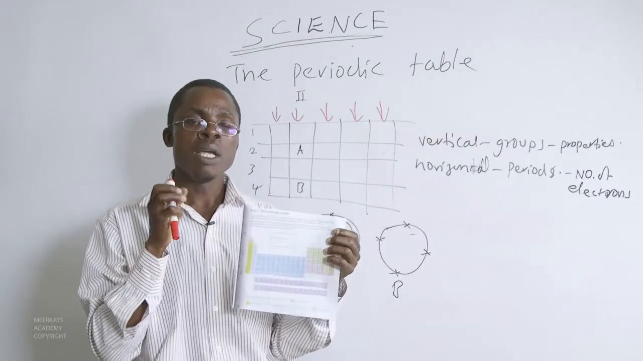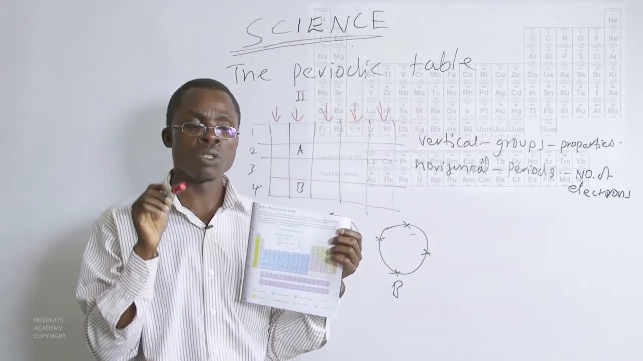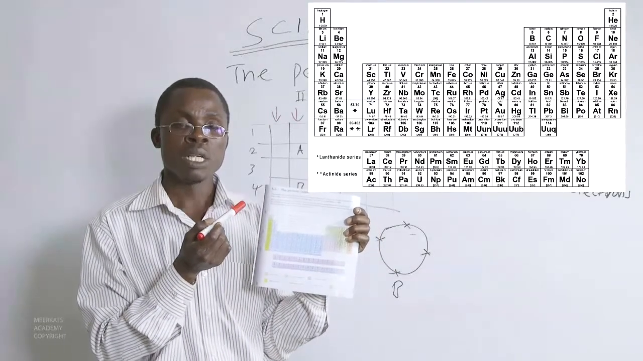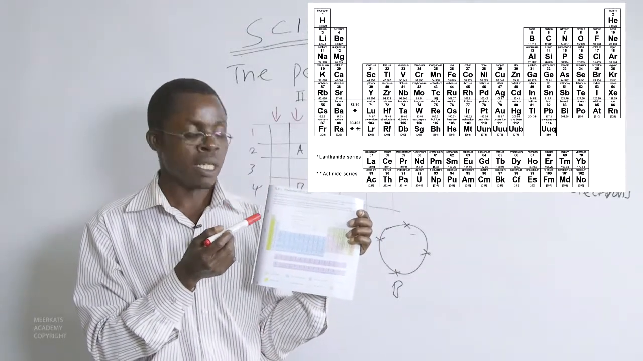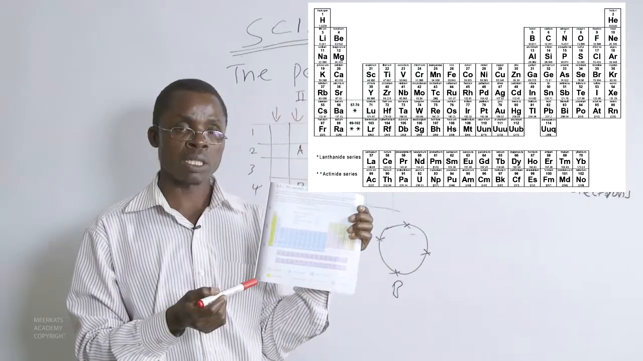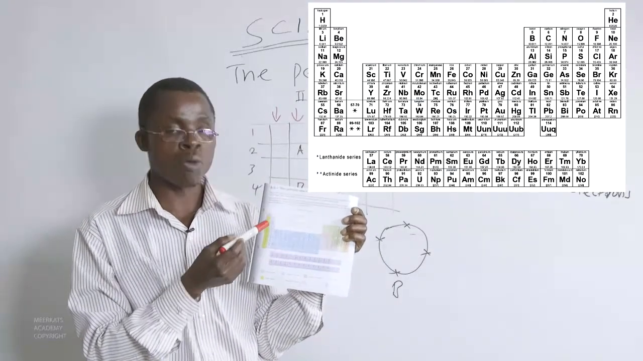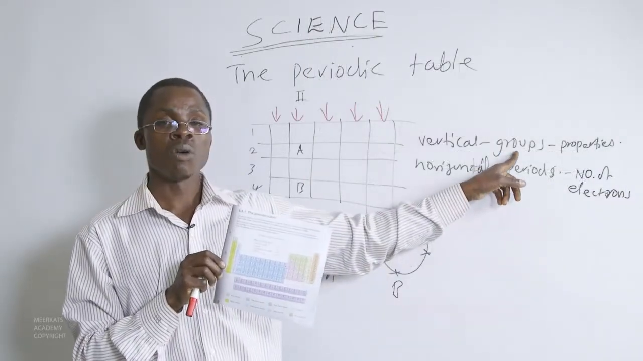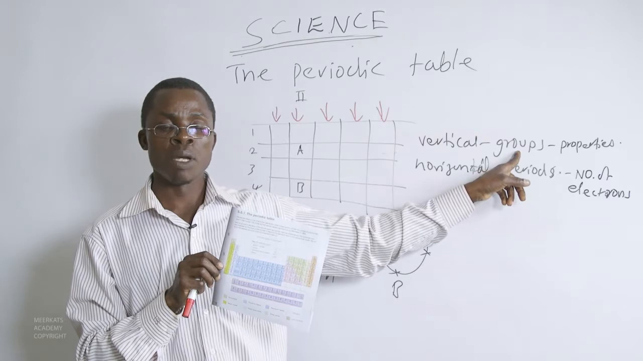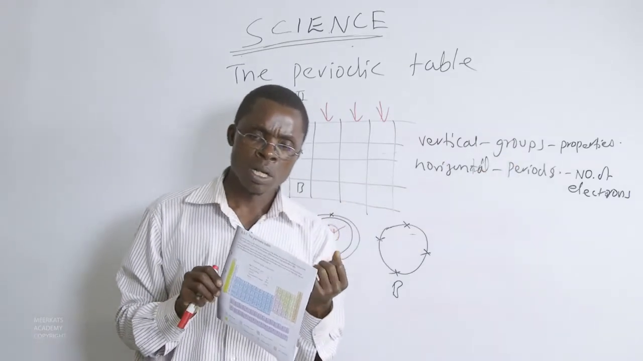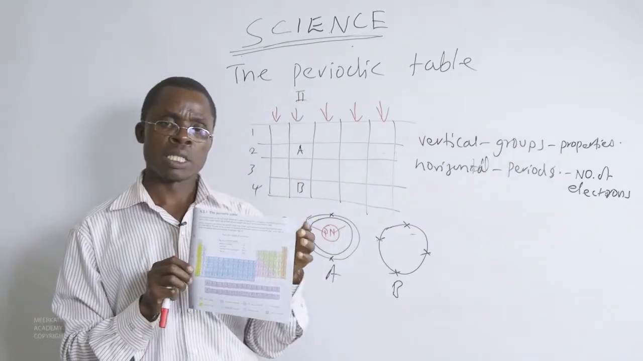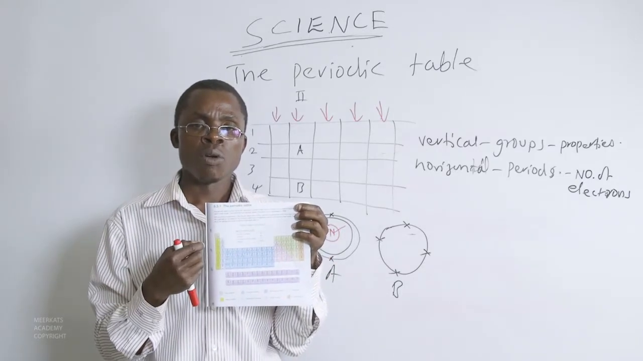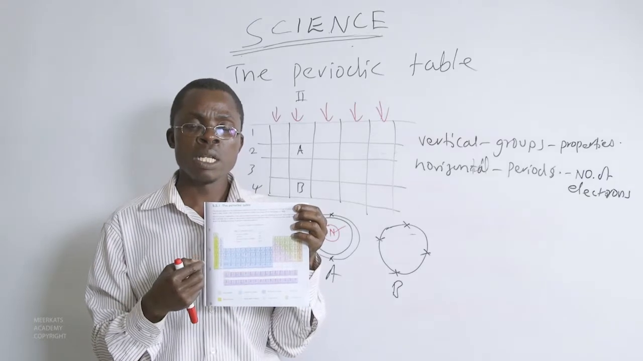But remember, the name does not include the first element, hydrogen. And as you can see, the green color is differentiating it from these others. That's why even if it is found in group 1, it does not carry the group name or the family name as alkali metals. Then the question comes, why is it that it is different and it is put in the same group as the alkali metals?